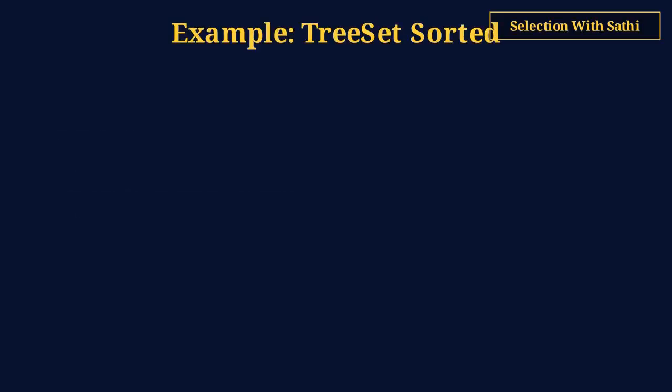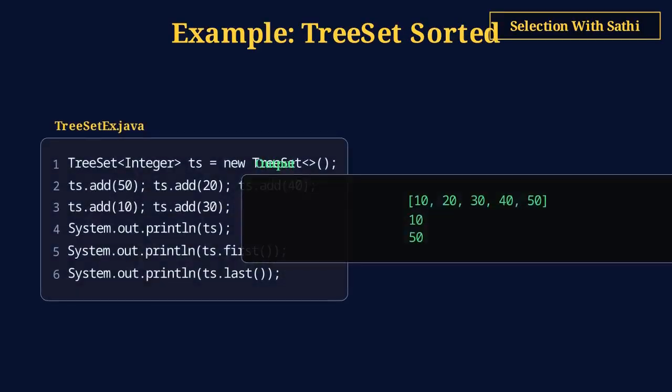Safe removal with Iterator. Start with a list of 1 through 5. Get its iterator. While hasNext, get the next element. If it's even, call iterator.remove. Result: 1, 3, 5. All even numbers removed safely. Without Iterator, removing during for-each throws ConcurrentModificationException.